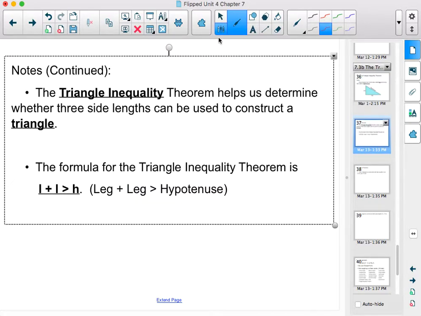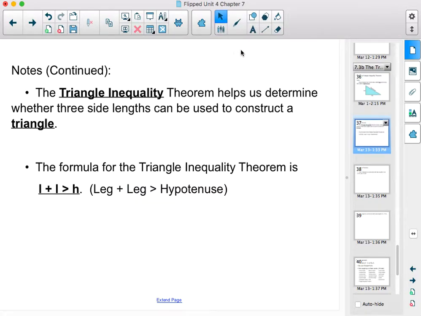Next important note, the triangle inequality theorem helps us to determine whether three side lengths can be used to construct a triangle. This is probably something you have never taken the time to think about, but believe it or not, if I give you three different lengths of pieces of wood, you're not necessarily able to create a triangle with three random sides.